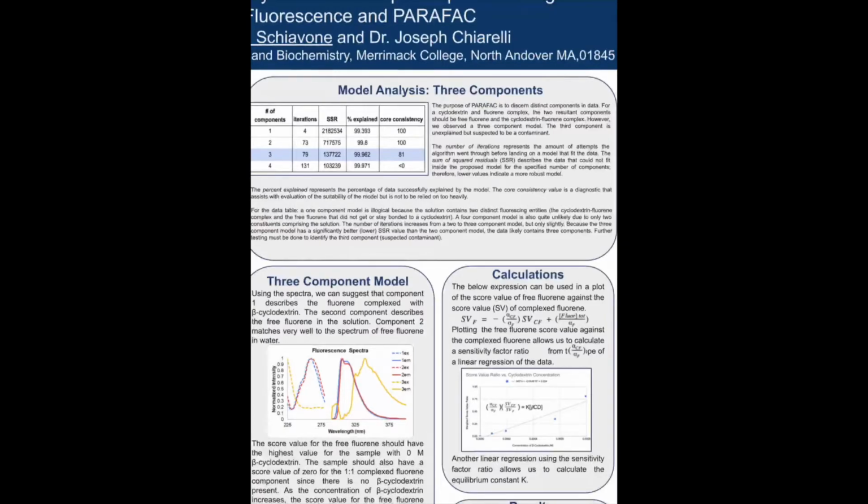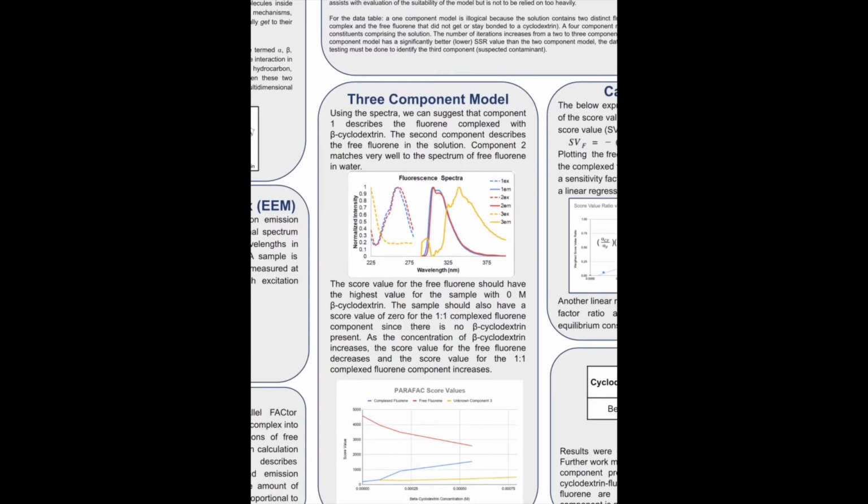So to explain this chart a little bit more, the column heading number of iterations represents the amount of attempts that the algorithm went through before landing on a model that fits the data. The sum of squared residuals describes the data that couldn't fit inside the proposed model for the specified number of components. Therefore, lower values are preferable to see. The percent explained represents the percentage of data successfully explained by the model. The core consistency value is a diagnostic that assists with evaluation of the suitability of the model, but it's not to be relied on for the three-component model.